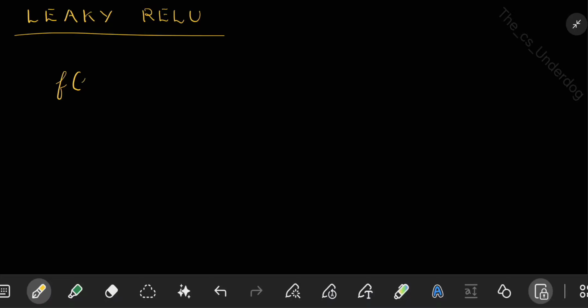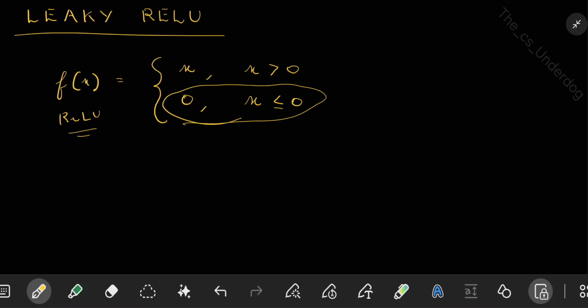In ReLU, we had seen that f of x is equal to, there were two cases. One is it will output x as it is whenever x is greater than 0. This is normal ReLU. And it outputs 0 whenever x is less than or equal to 0. Here you know that the dying ReLU problem is because of this part. That is, whenever x is negative, it outputs 0. And this is the reason the dying ReLU problem happens.